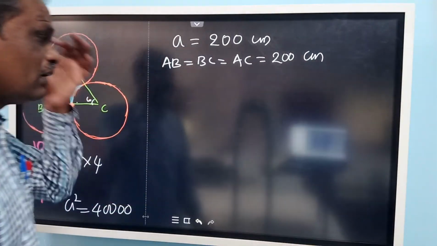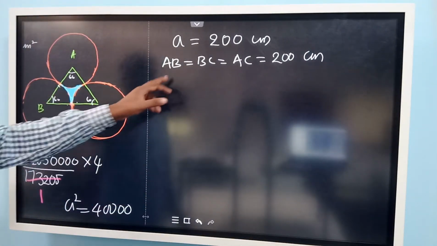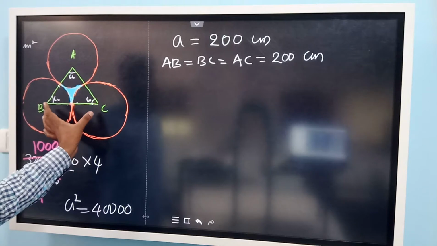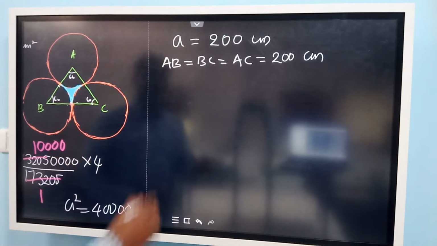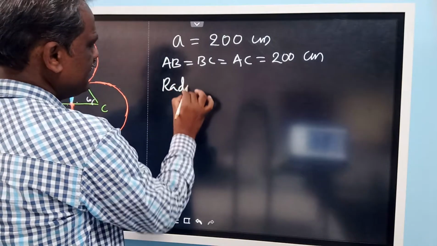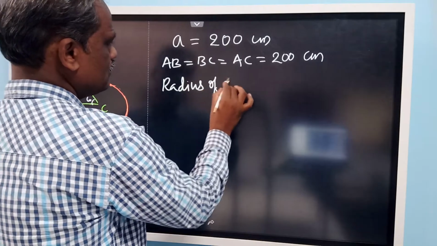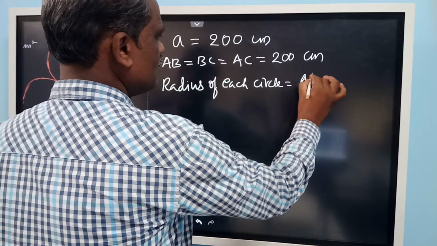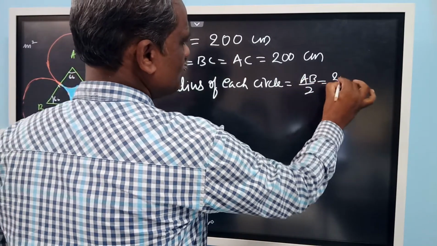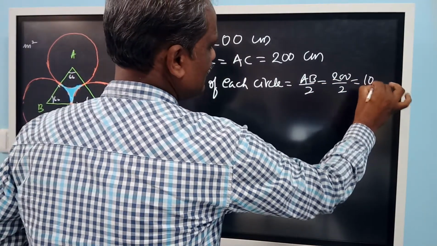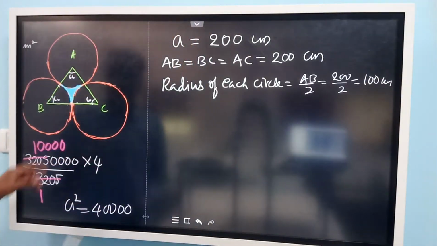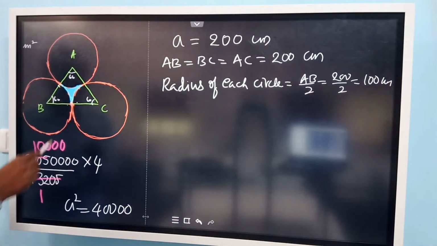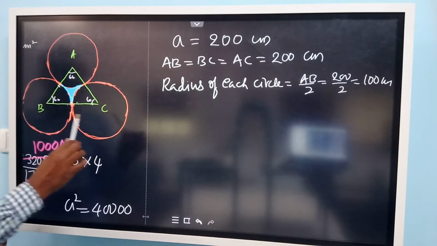Now the radius of each circle is equal to side by 2, that is AB by 2, which is 200 by 2. It is 100 centimeter. So now, since it is 60 degree, you can find the area of the sector.